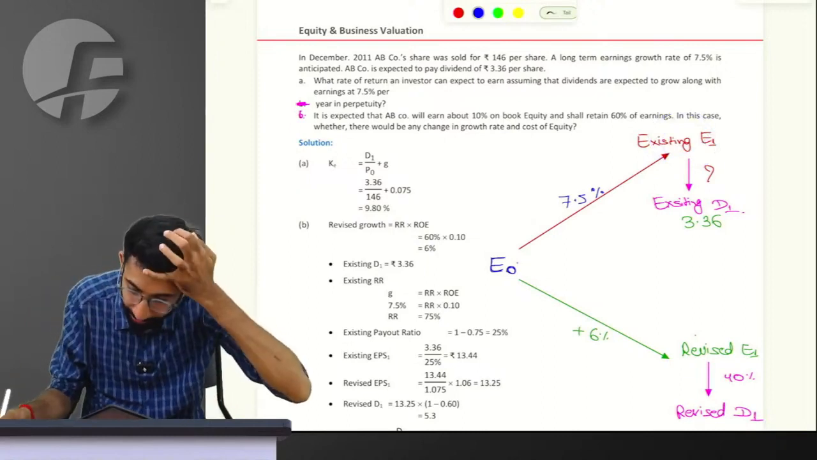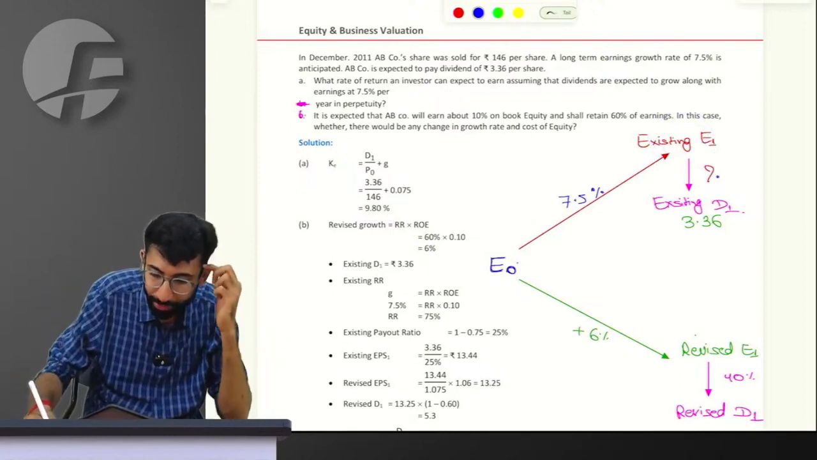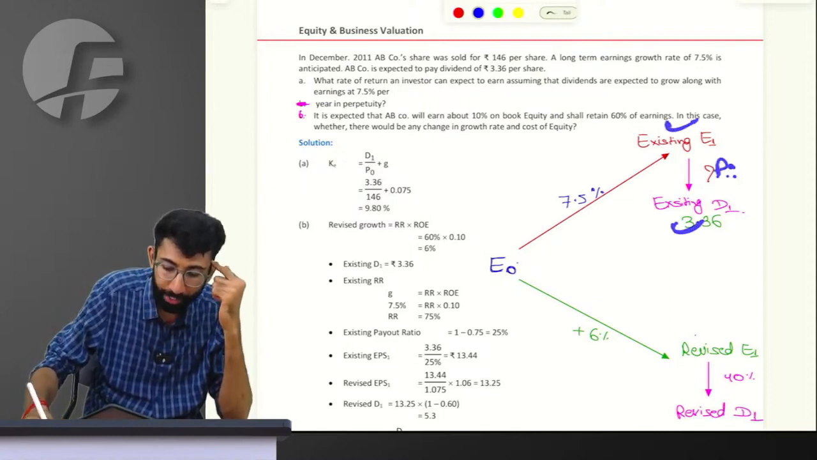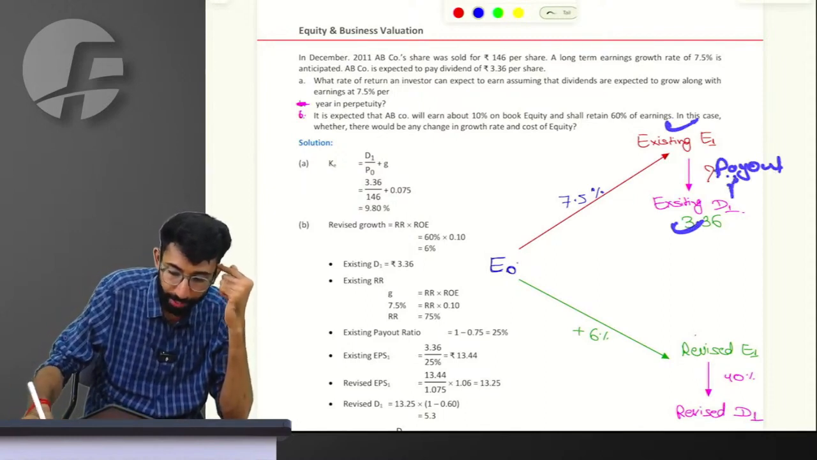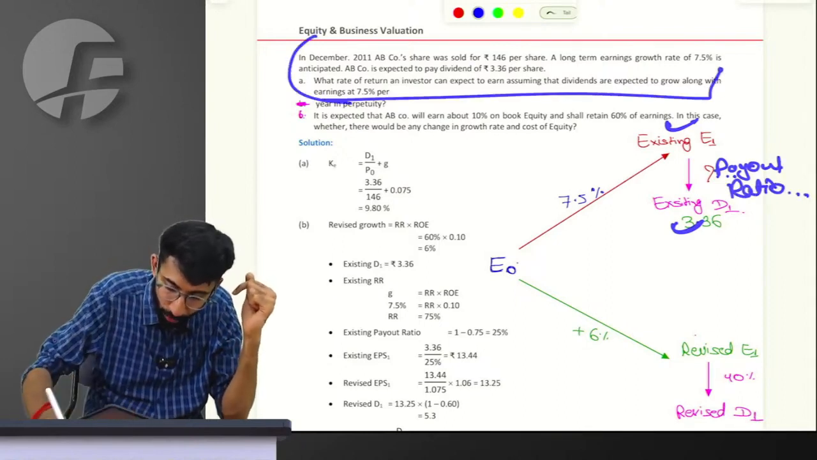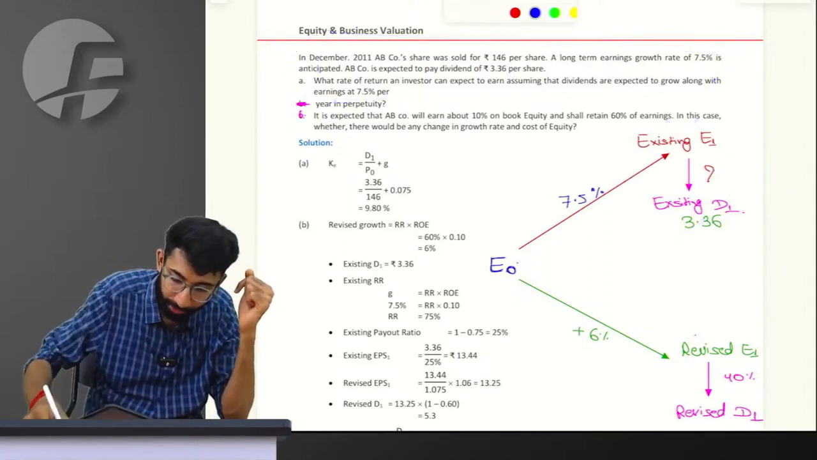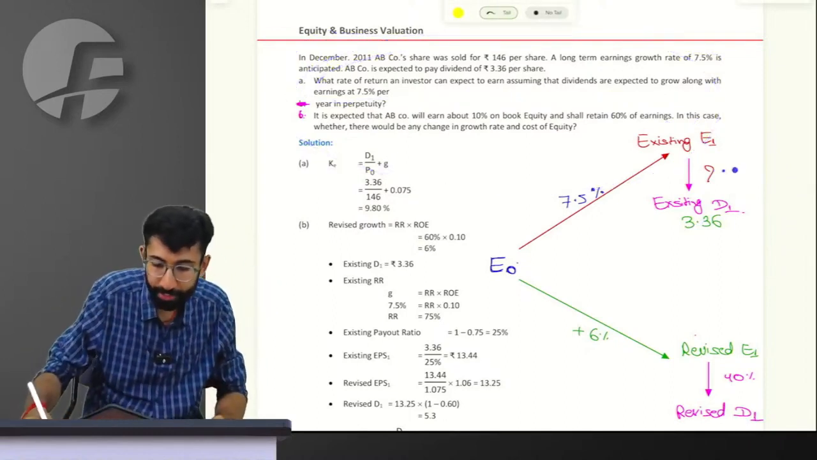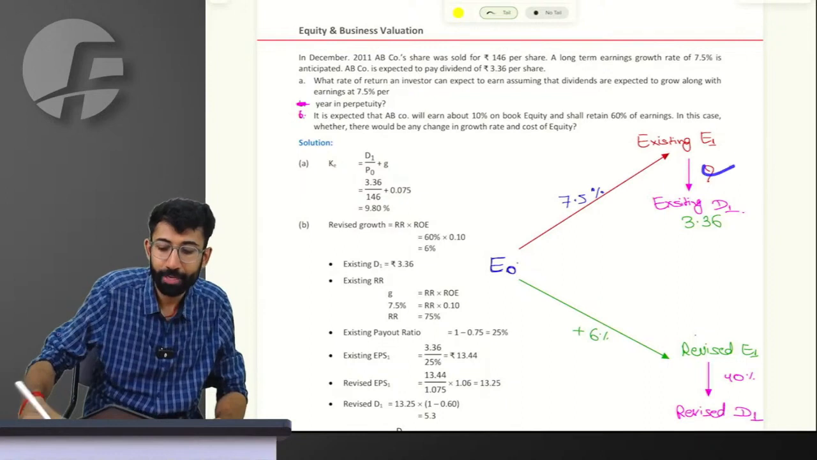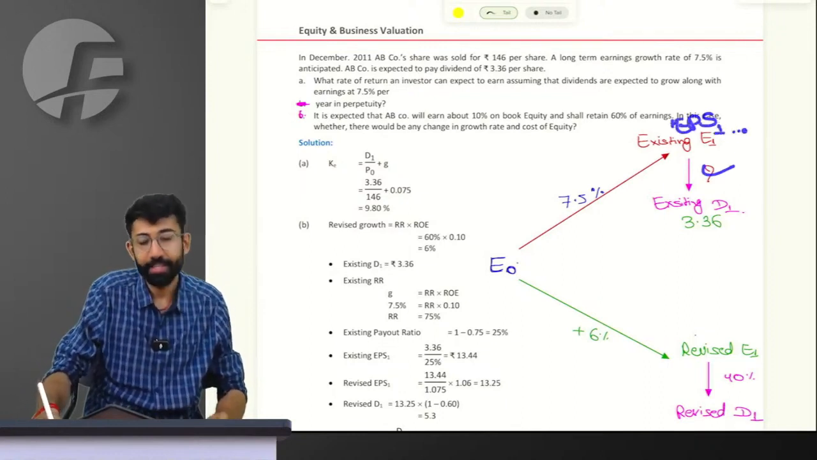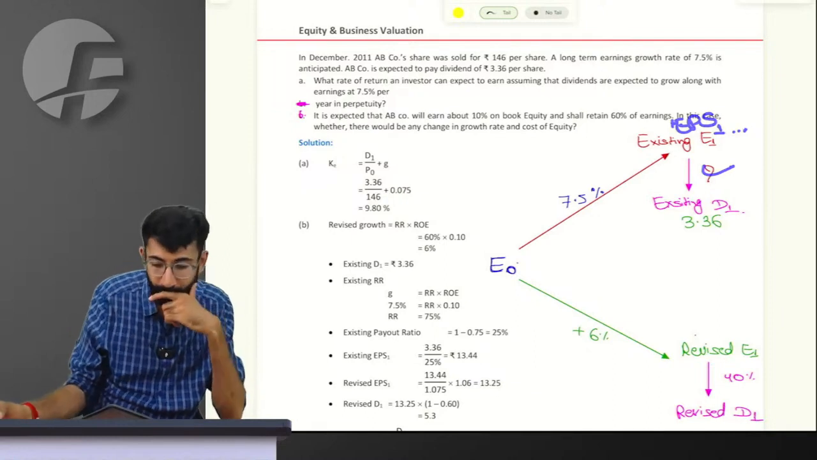Let's guess. What do I need here? From D1, if you want to find out E1, what do I need? I need payout ratio. Is there any way to find out existing payout ratio? Think. Is there any way to find out existing payout ratio? Because if you have payout ratio, you would be able to get existing EPS of first year.